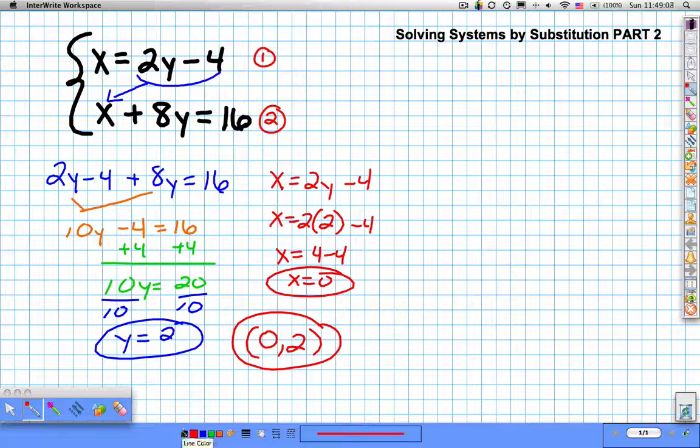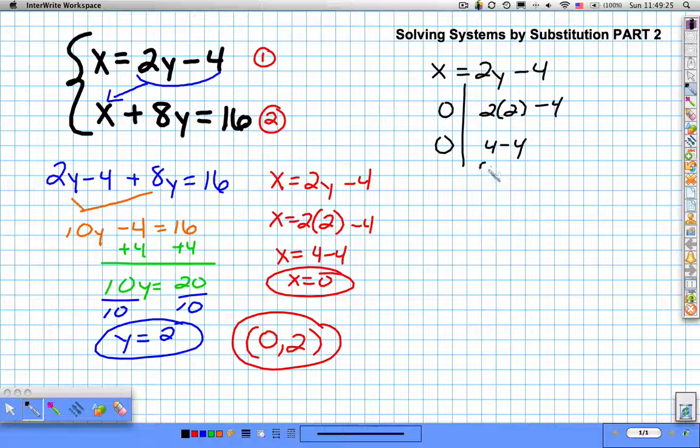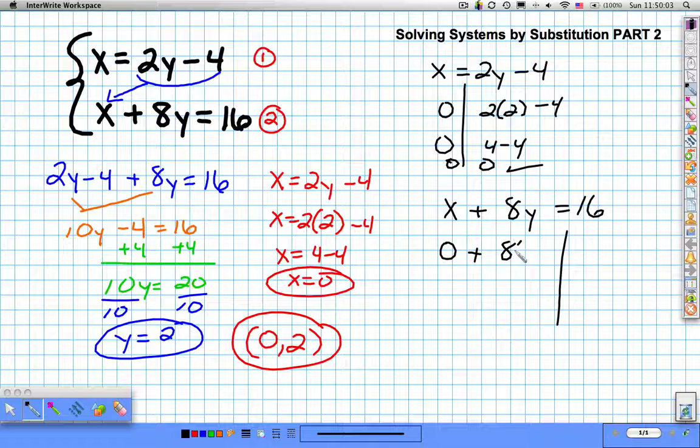So just like in part 1, we're going to check our answers. So we're going to use both equations to check to make sure that we do in fact get the correct solution. So for the first one, x is 0, 2 times 2 minus 4, 4 minus 4 is 0. So now we're going to check the second one. So let me write the second equation down. x is 0, y is 2. Well, 0 is 0, 8 times 2 is 16. So there we go. So this is in fact our solution to this system.